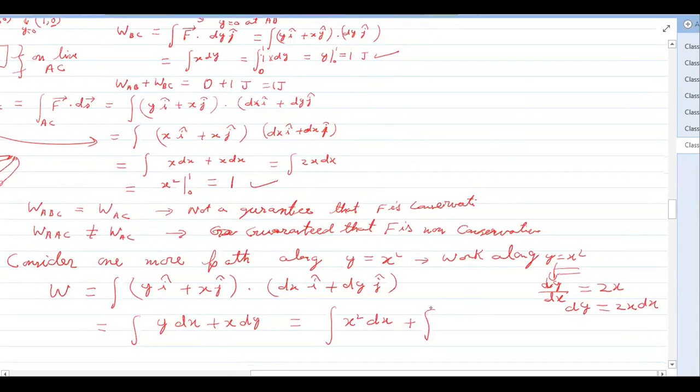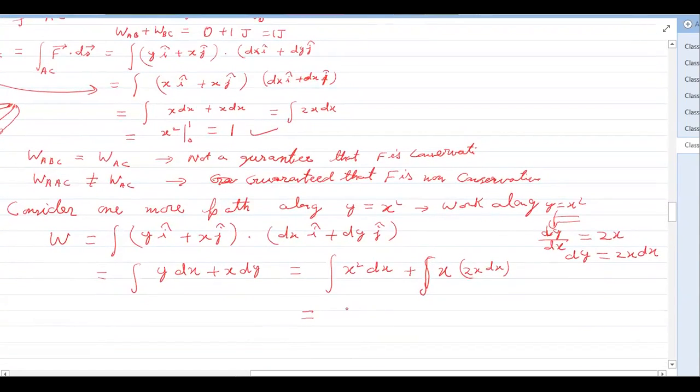So x dy is x times 2x dx. Okay, so if you solve it, it will be x cube by 3, and it will be x cube by 3 plus 2x cube by 3. So how much are we getting? x cube by 3 and 2x cube by 3. Okay, so finally we are having x cube from 0 to 1. So we are getting again 1. Okay. So again we are getting 1.